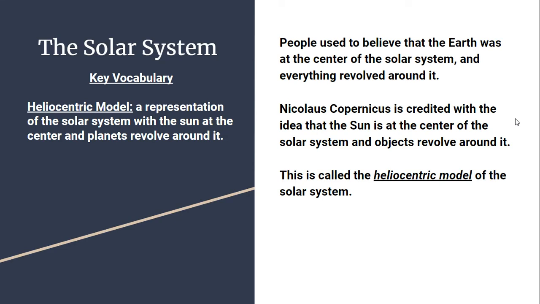He called that model the heliocentric model. And that word heliocentric literally means sun at the center. And it's that representation of our solar system with the sun at the center, planets and everything else revolving around the sun.